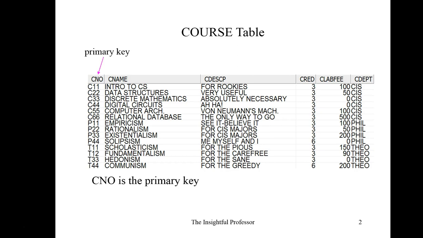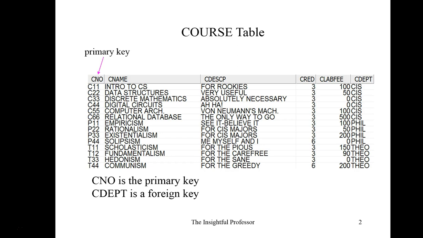Similar in employee data, there might be something like your employee badge number. That would serve to distinguish you as an employee from other employees who might work in the organization. Now, observe the column called C department over on the right. There are duplicates. There are also duplicates in the credit column, and also in the lab fee column. So these columns would not qualify to serve the role of primary key because they lack the uniqueness property required of a primary key.